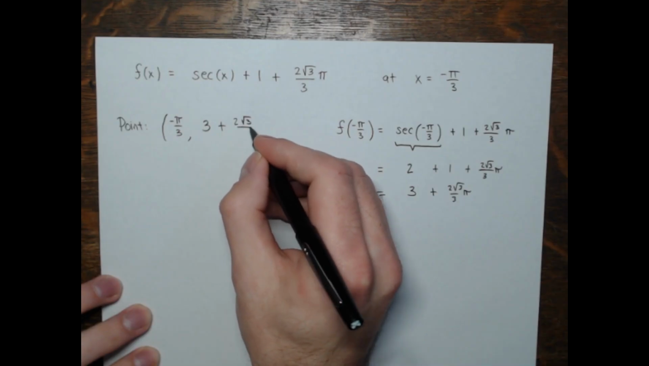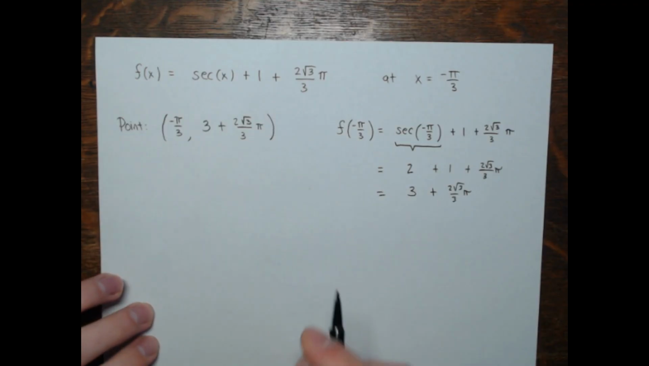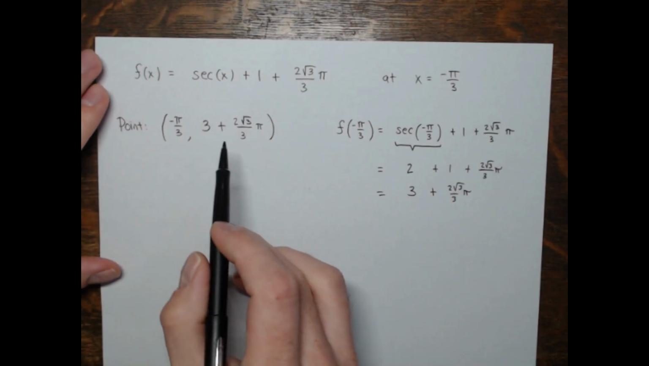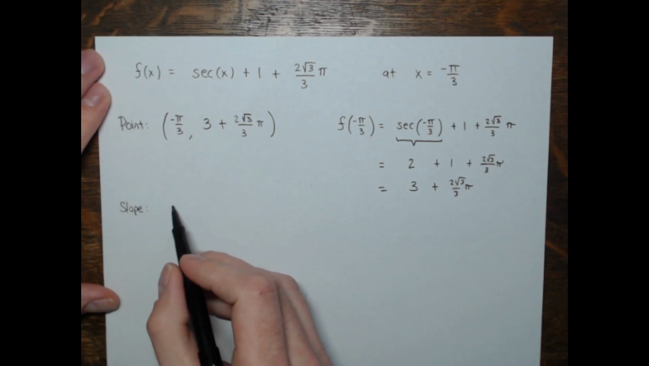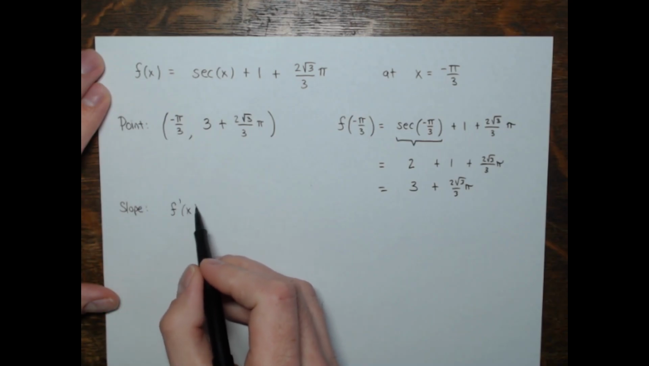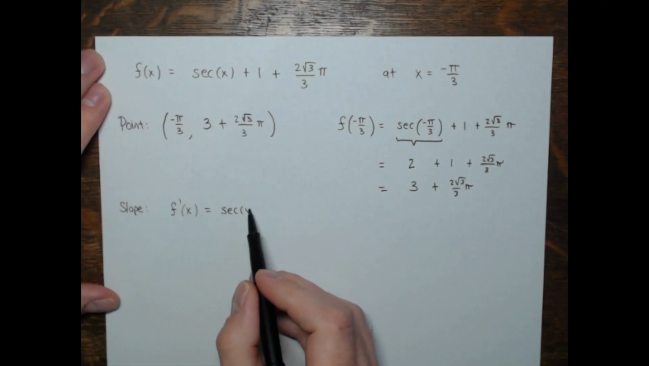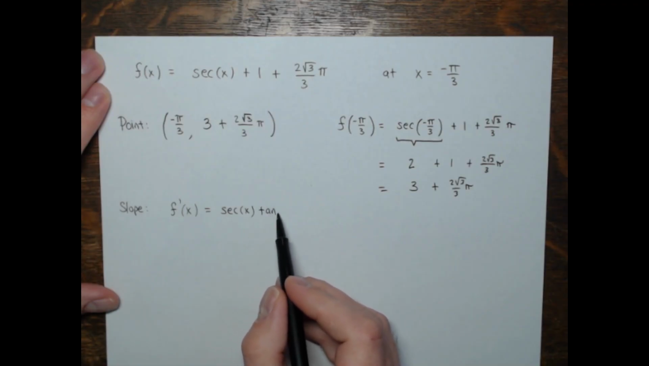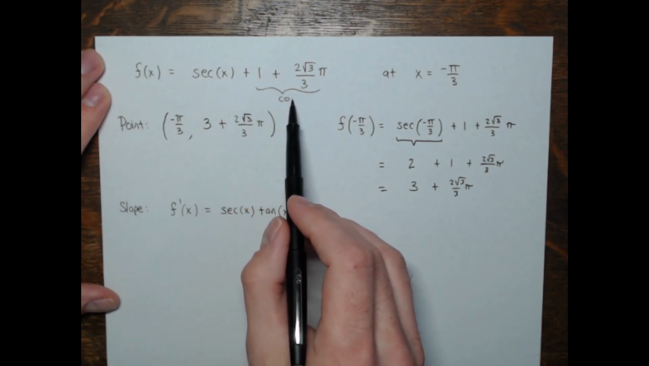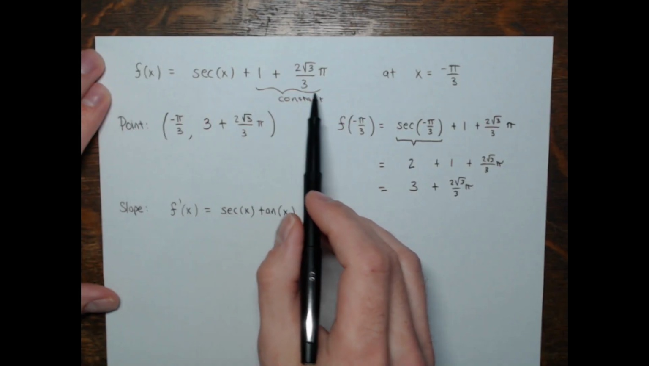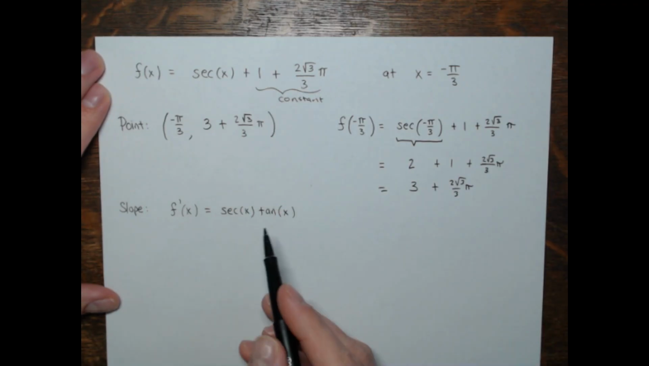If you want to go to Desmos like I was doing earlier and check that, you can, but I'm done with that. All right, let's get this over with. So, point done, now I want the slope. So f prime at x: the derivative of secant of x was the secant of x times the tangent of x. And then the rest of it's constant. There is no x in the rest of it, so the derivative of the other terms is 0. So this is it.